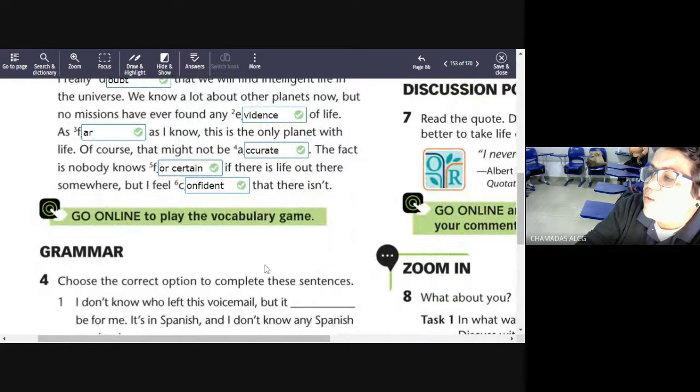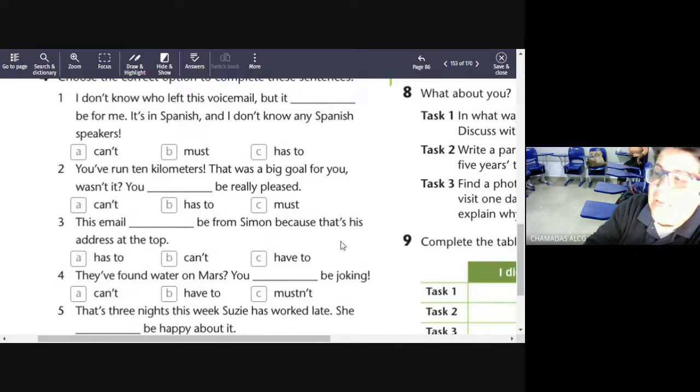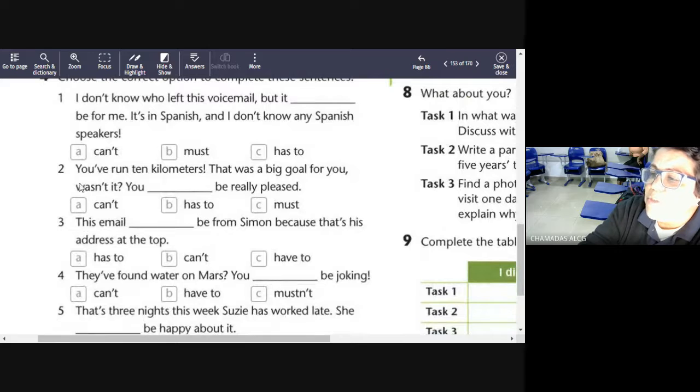So now the grammar I would like to ask you to do for homework. And then we check together next class on Monday. Okay, guys. So here we have the modal verbs. These modal verbs help us express logical deductions, when we are sure something is true, when we are sure something is not true, and then we use the modal verbs.